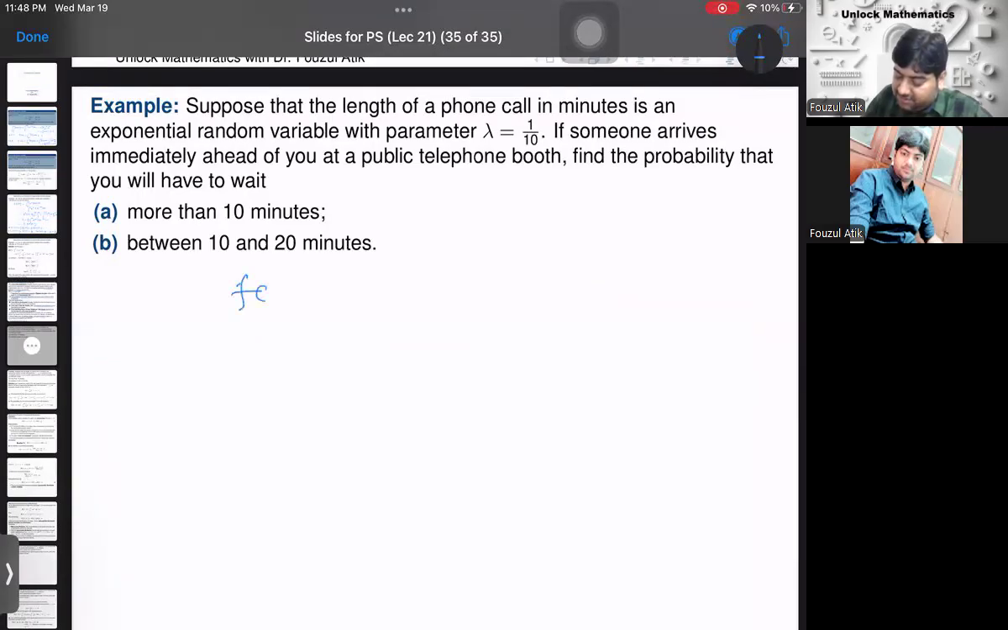First of all, let us write down the probability density function. The parameter is lambda equal to 1 by 10, right? And it is an exponential random variable. So what is the probability density function? Lambda e power minus lambda x. So it is 1 by 10 e power minus x by 10 whenever you have x greater than 0, and equal to 0 otherwise. Right, and then let us calculate the answer.